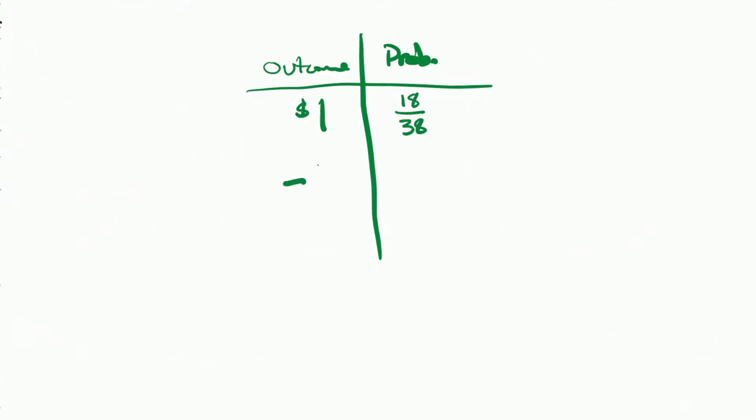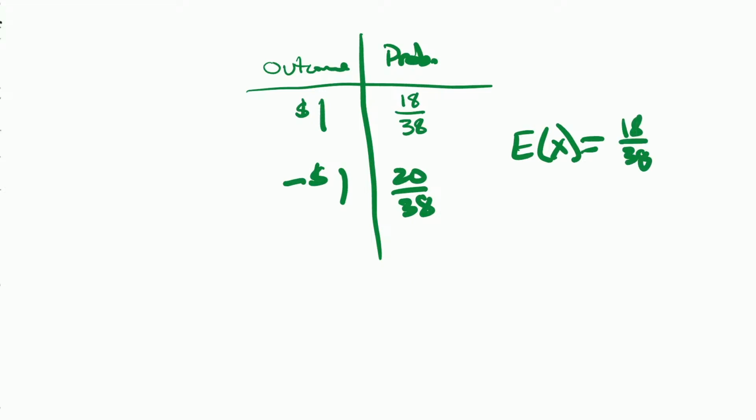And then the losing $1 is 20 out of 38. And so the expected value for this game is 18 out of 38 minus 20 out of 38, which is 2 out of 38 negative, which is about a nickel.